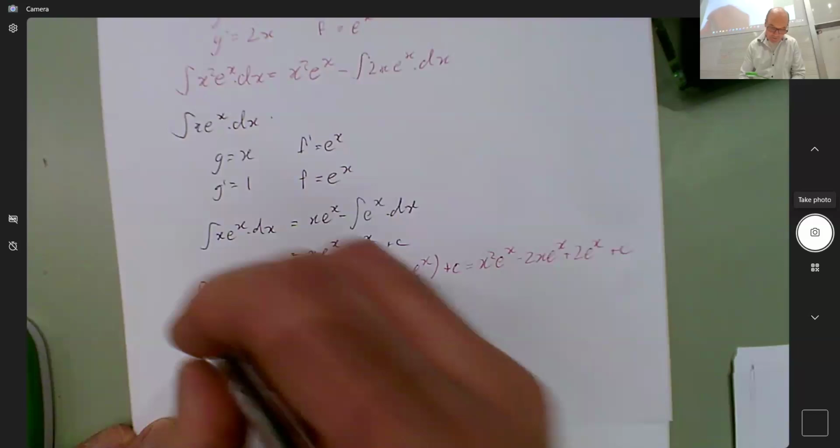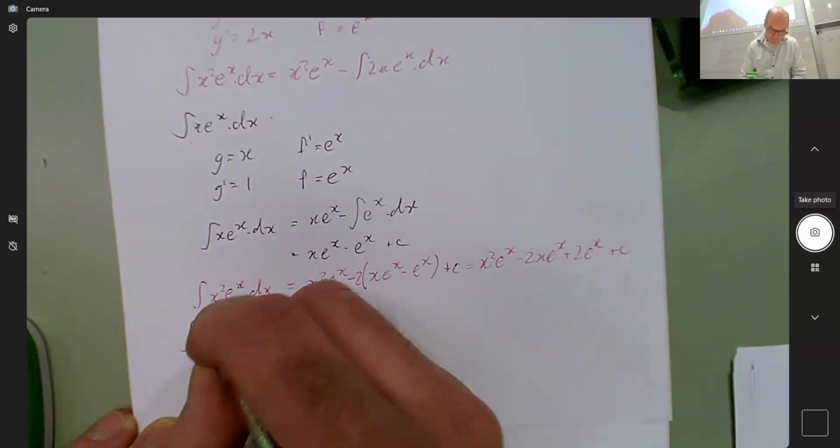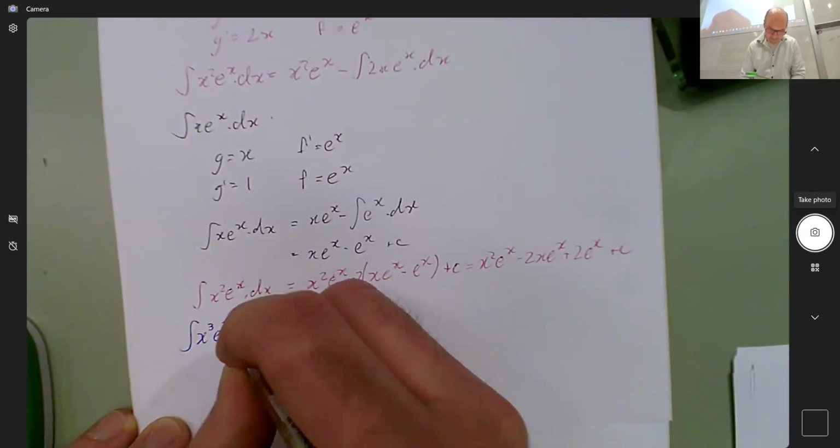But I really want to go back to integral x cubed e to the x.